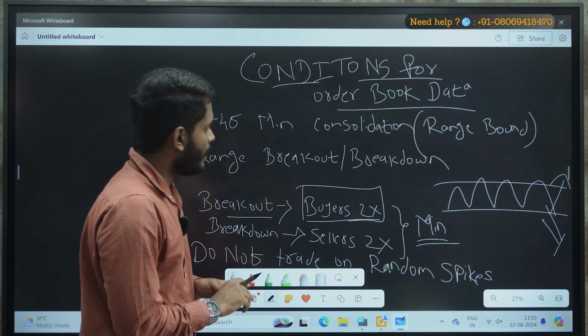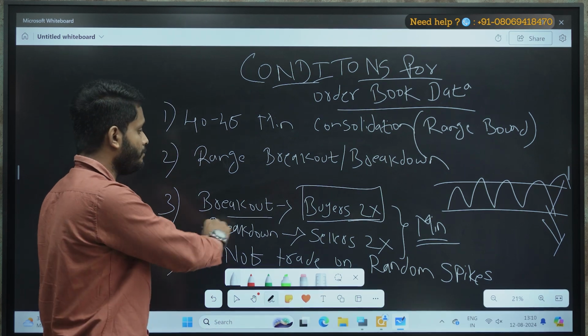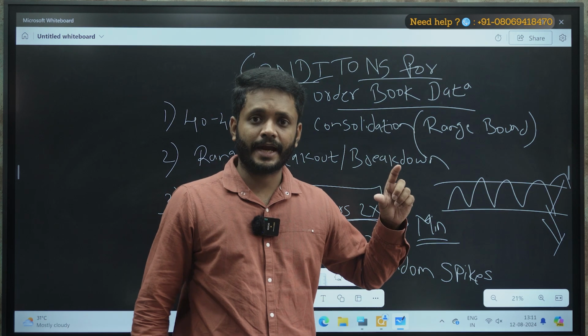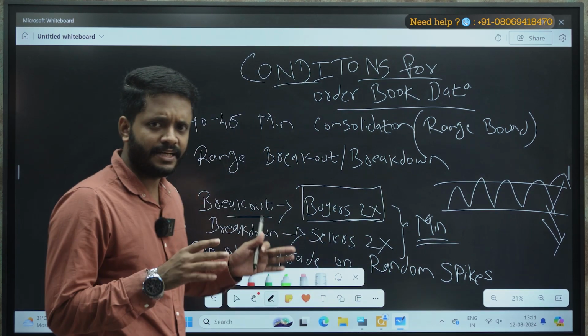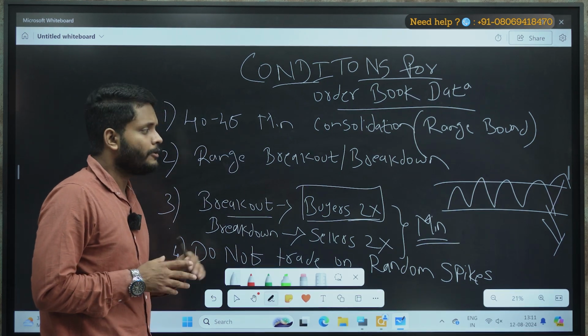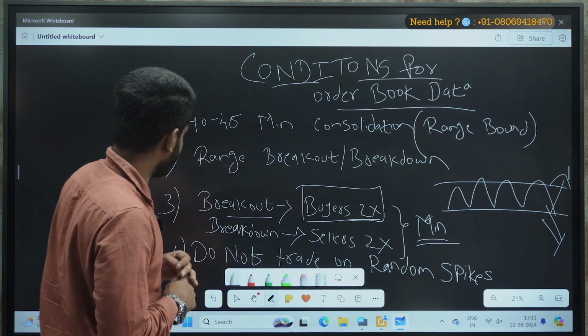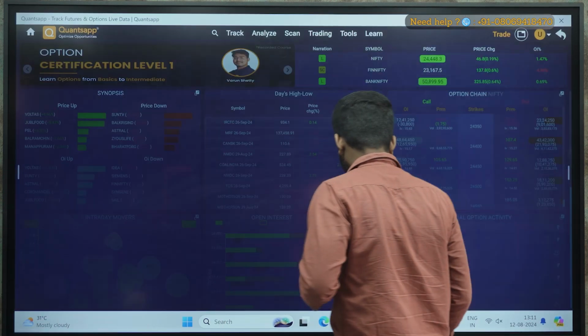Okay, now after consolidation, if you are finding a range breakdown, then make sure sellers are 2x. That is, if the buyers are 100 on that particular candle, make sure that the sellers are at least double. We'll explain this in detail when we go and see the example. We'll check out today's live market move in Nifty and Bank Nifty. And the fourth one is do not trade on random spikes. We'll explain that as well.